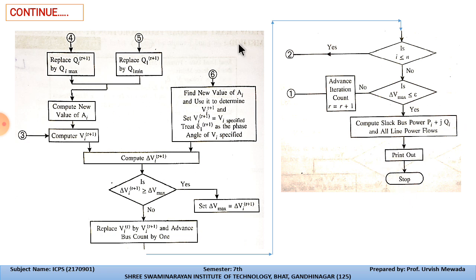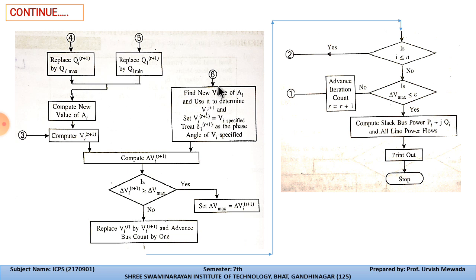So this is the program that we can feed for the Gauss Seidel method for the operation of any power system. And over here, when you come from number 5, replace Qi^(r+1) by Qi minimum. If we have the maximum value, then that will follow the number 4 path, and if we have the minimum value, then that will follow this path.